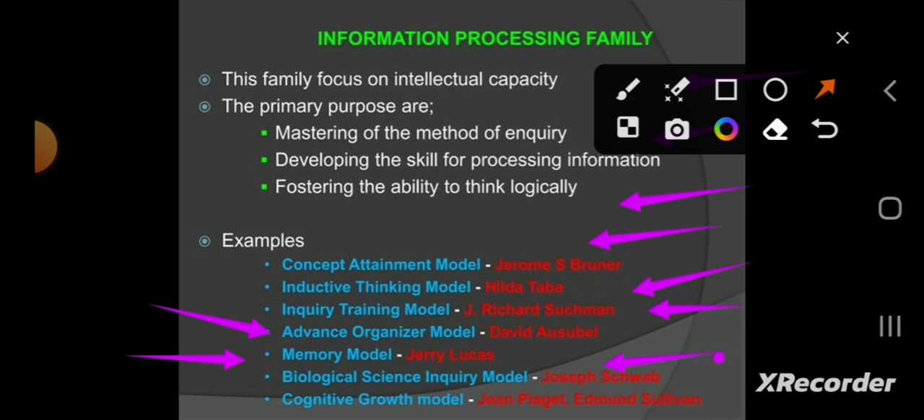Biological science inquiry model. This model applies the principle of inquiry based learning specially to biological sciences, guiding students through scientific methods and experimental process relevant to biology.